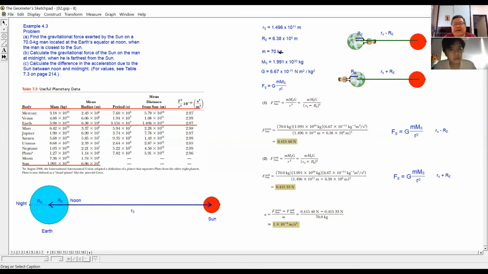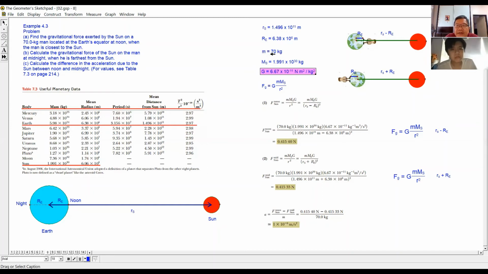Next, the mass of the man given in the question is 70 kg. The mass of the sun, from the table here, is 1.991 times 10 to the power 30. The universal constant G is given as 6.67 times 10 to the power of negative 11 Newton meter square per kilogram square.